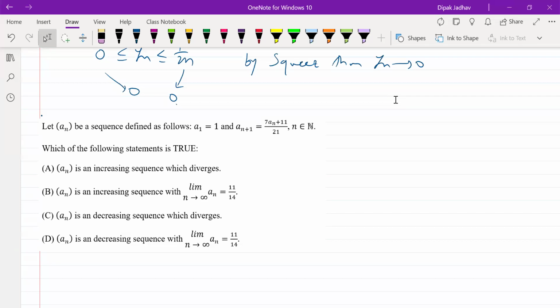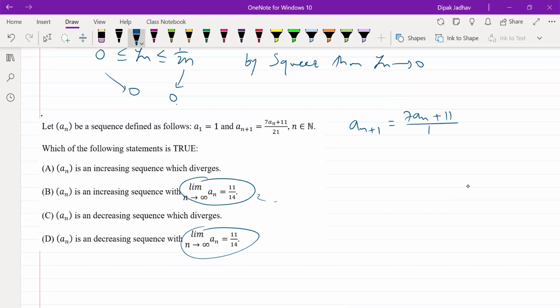Two of the options speak about convergence of the sequence. So is it possible to compute the limit? What formula does a_n satisfy? a_(n+1) is equal to (7a_n + 11)/21. Let us apply the limit straightforwardly without worrying about whether the limit exists or not. Let us try applying the limit as n tends to infinity on both sides.